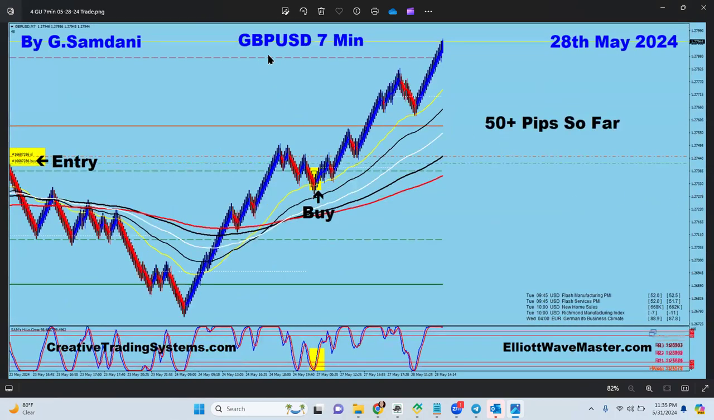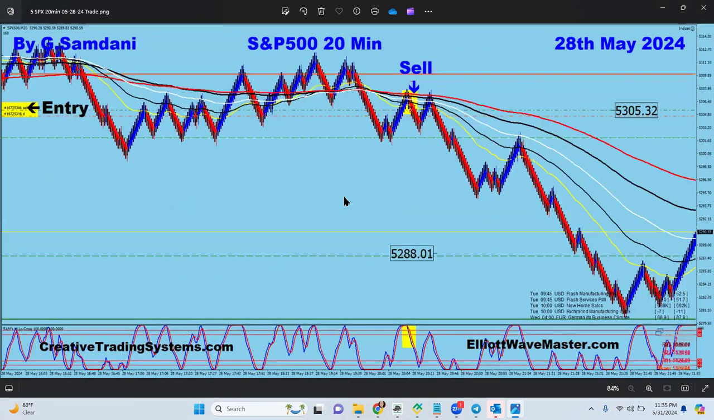This one is also pound USD, a beautiful by-the-book setup. Buy orders right there on the 28th for 50 pip. Also 50 plus, I don't have the exact number.